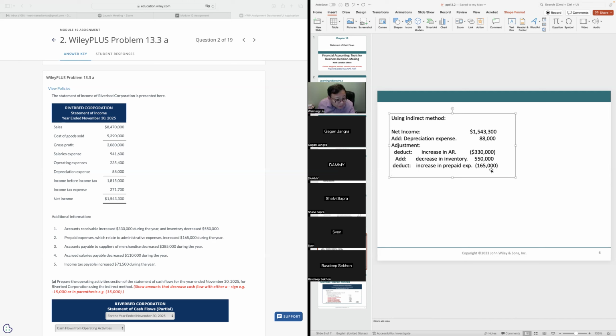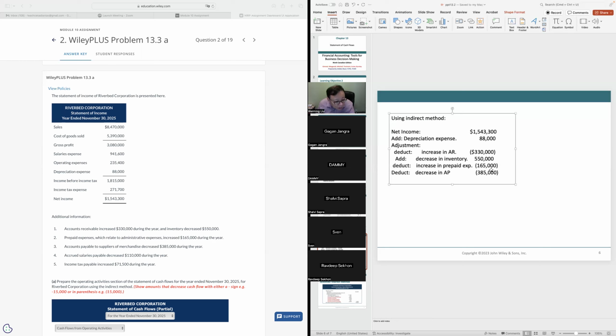Number 3, accounts payable to suppliers of merchandise decreased. How can that decrease? Well, you pay them, right? Only when you pay them can the liability decrease. So you pay them, you use cash, right? So you deduct the decrease in AP, 385,000.